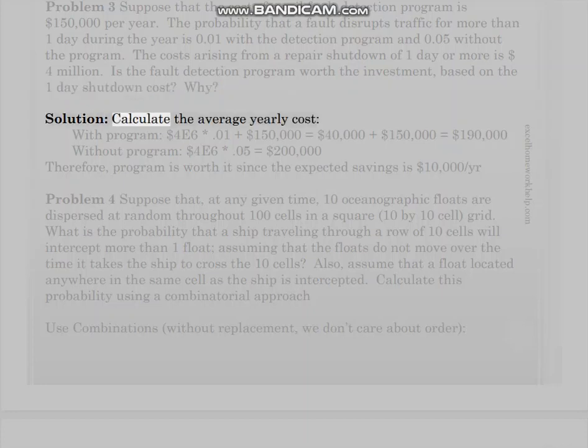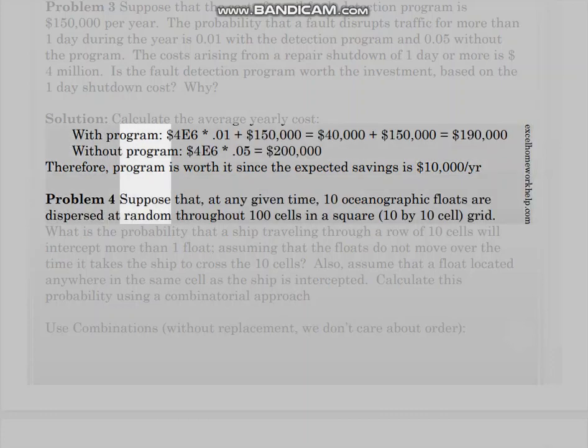Solution: calculate the average yearly cost. With program: $4 times 10 to the power of 6 times 0.01 plus $150,000 equals $40,000 plus $150,000 equals $190,000. Without program: $4 times 10 to the power of 6 times 0.05 equals $200,000. Therefore, the program is worth it since the expected savings is $10,000 per year.